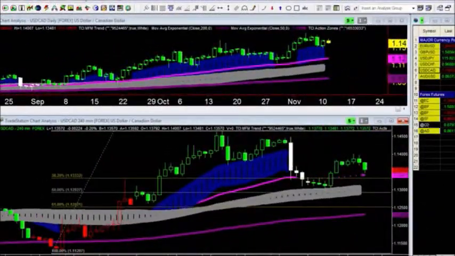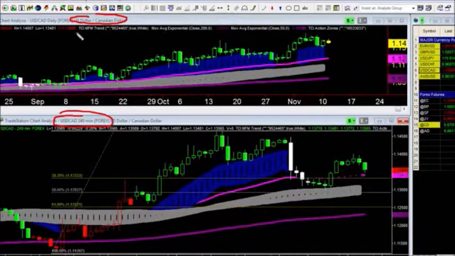This is Todd Mitchell for Tuesday, November 11th, and let's talk about the two Forex currency pairs that I was walking you through yesterday. The first one I want to go through here is the US dollar, Canadian dollar. Top chart is the daily chart, bottom chart is a 240-minute chart. Those are the two time frames that I really like.